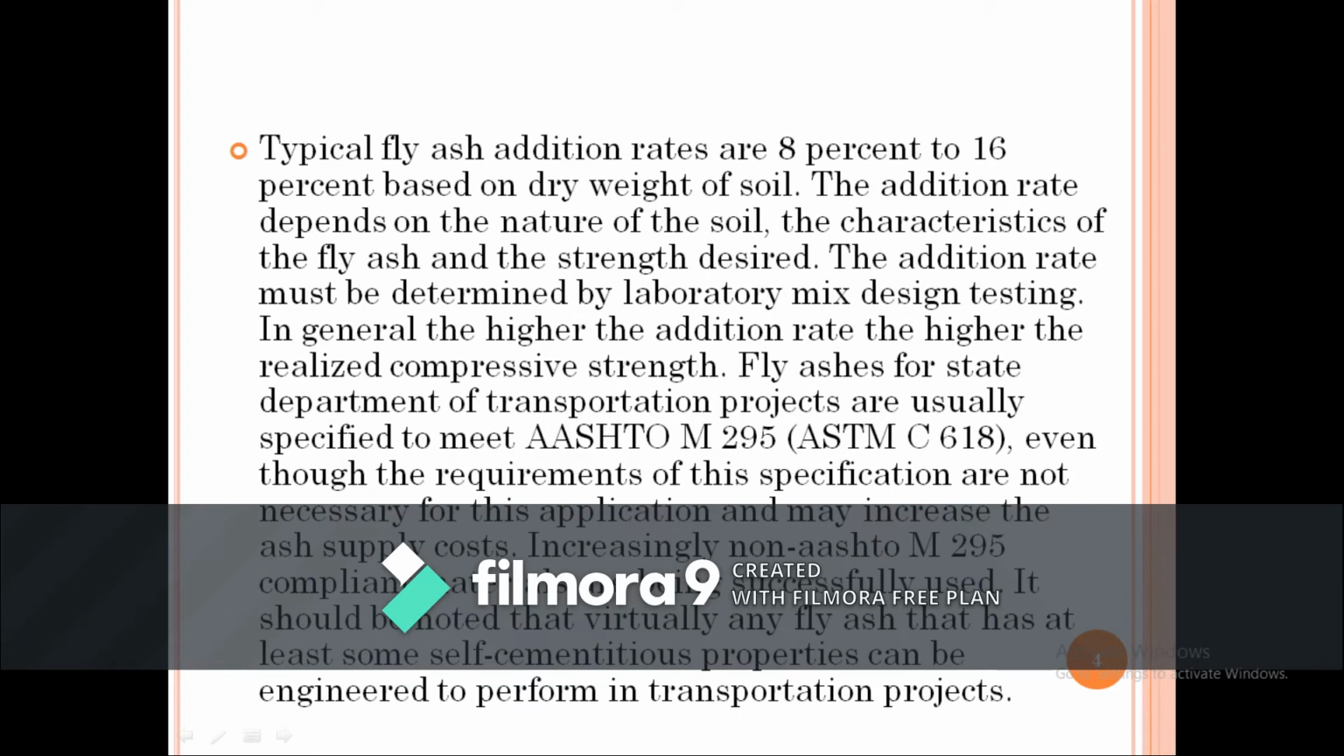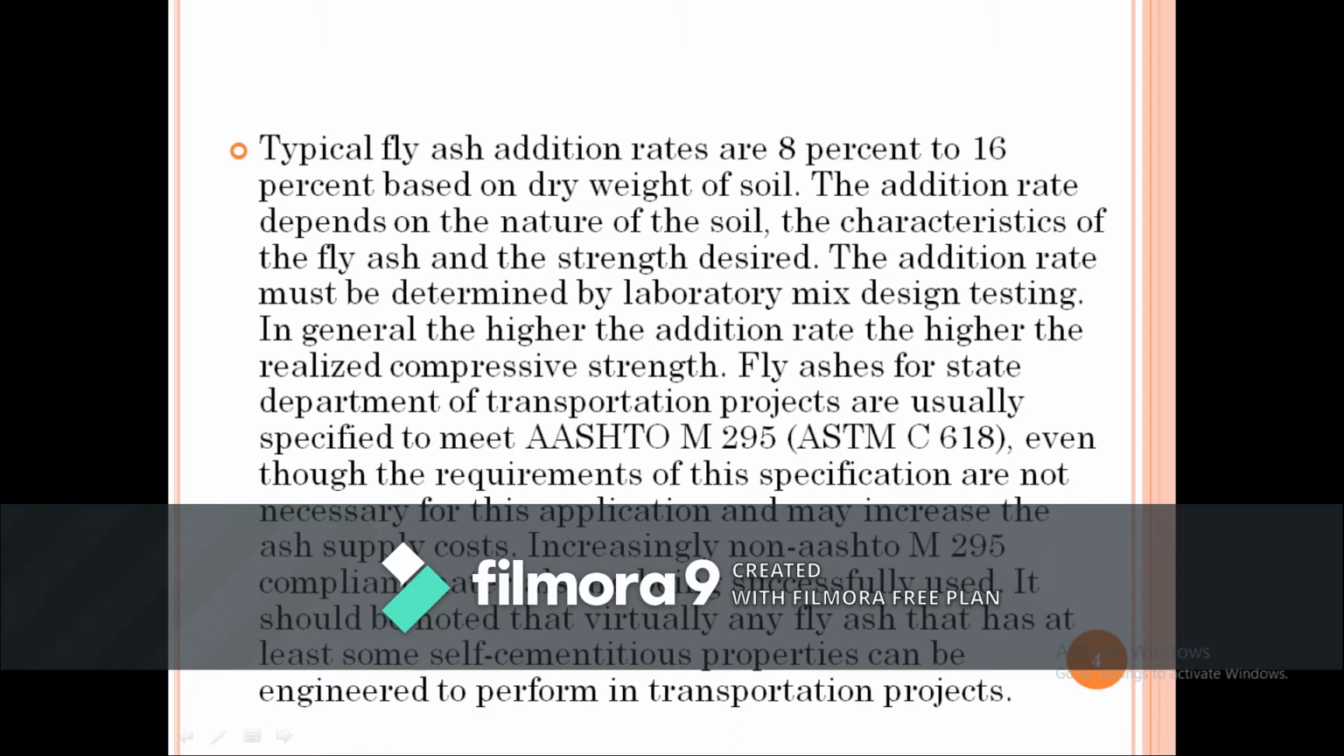In this slide, we will just see how much quantity of fly ash is added and on what properties this mix design depends. So, here it gives typical fly ash addition rates of 8% to 16% based on the dry weight of the soil. So, it is based on the dry weight, how much? 8 to 16%.